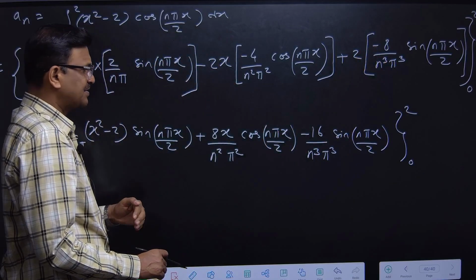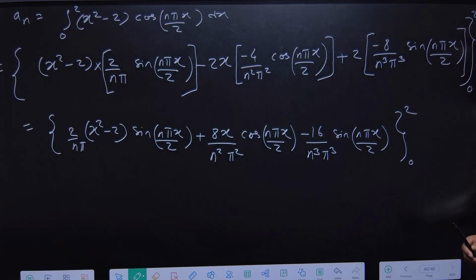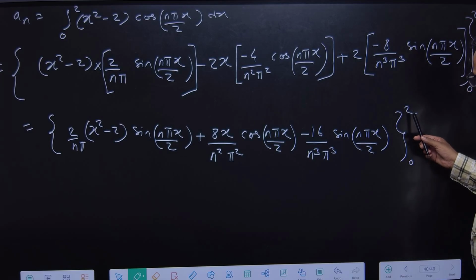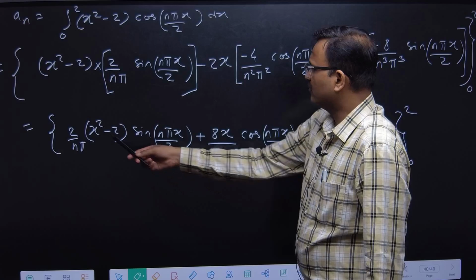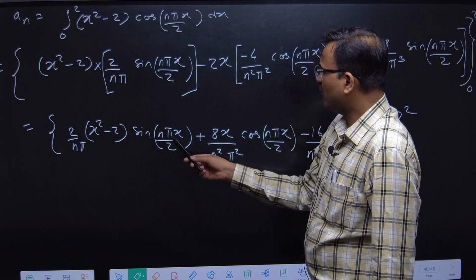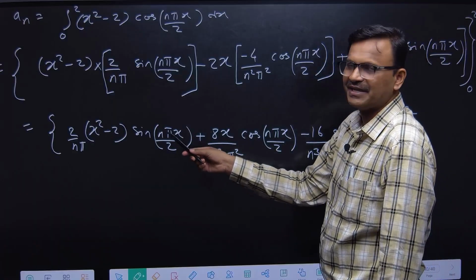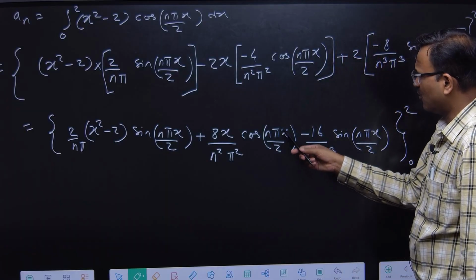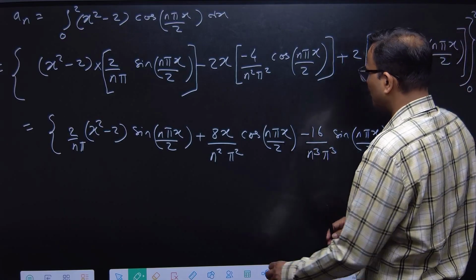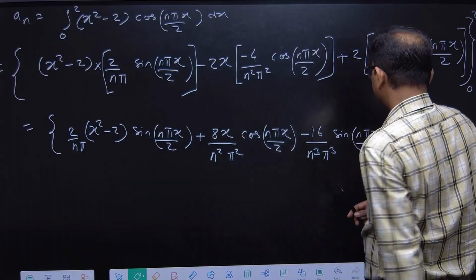And now we'll put the limits. Wherever there is x, we'll put the limits. You see, we have performed the integration with respect to x. We have to put the limits in place of x. When you put the upper limit 2 in place of x, this will be 2 square minus 2, that will be 4 minus 2, into sine of n pi x upon 2. In place of x, if I write 2, this 2 gets cancelled. This will become sine n pi, which is going to become 0. If you put 2 here, this 2 gets cancelled, leaving cos n pi. The cos n pi term is going to remain. And 8 into 2 will become 16 here.